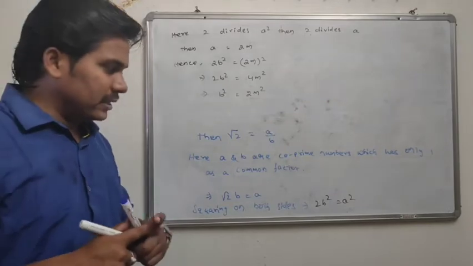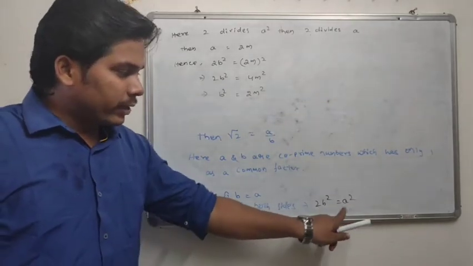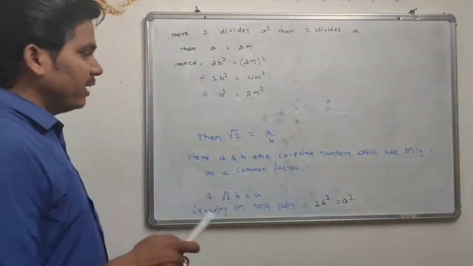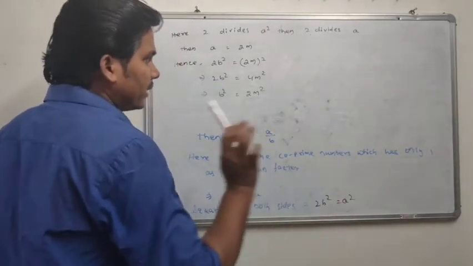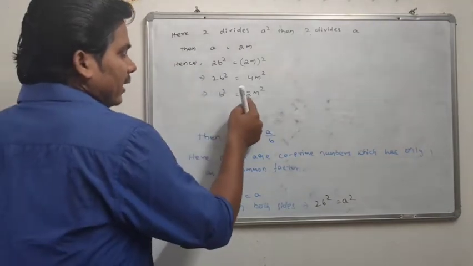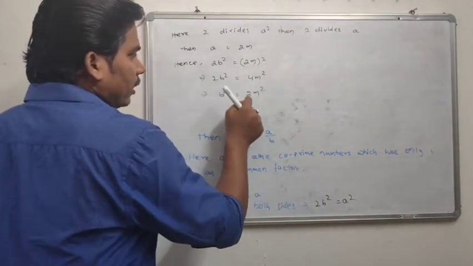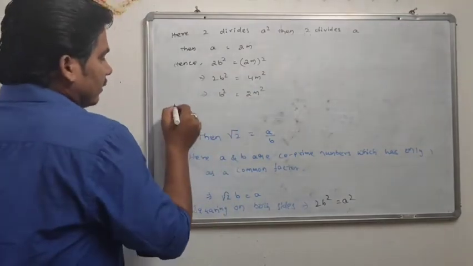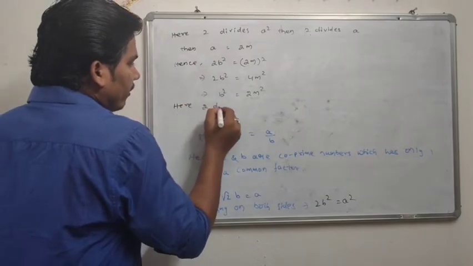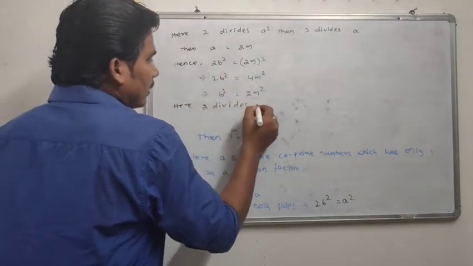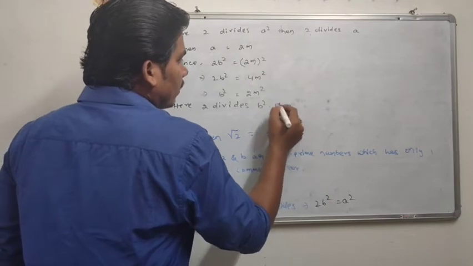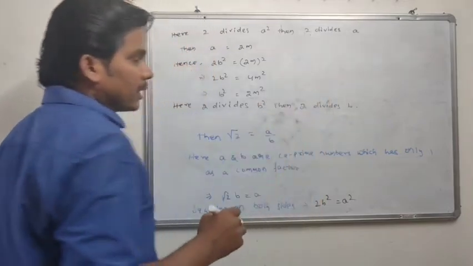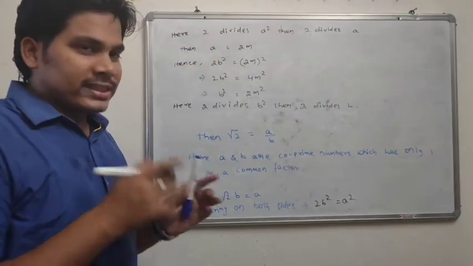Now again the same condition, I just see. Here 2b square equal to a square, then 2 divides a square, then 2 divides a. In the same way, 2m square is one number, where if 2 divides b square, then 2 divides b also. Here I can write 2 divides b square, then 2 divides b. Now you see, we got two statements.